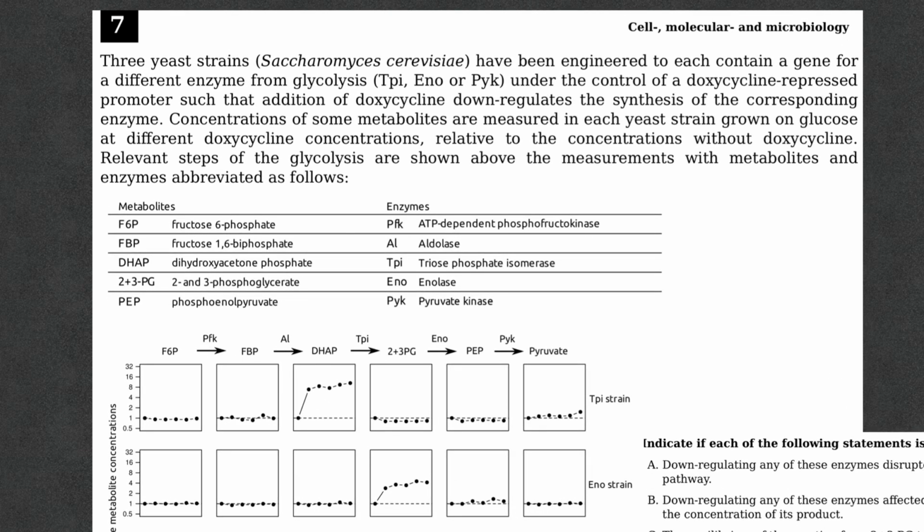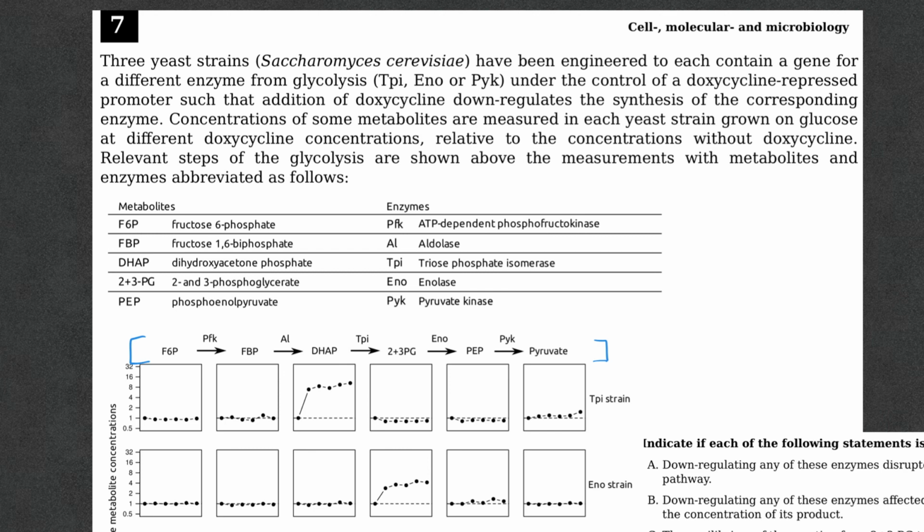Three yeast strains of Saccharomyces cerevisiae have been engineered to obtain a gene for a different enzyme from glycolysis, TPI, ENO, and PYK, under control of a doxycycline repressed promoter. Okay. First of all, I will get started with the question from this point.